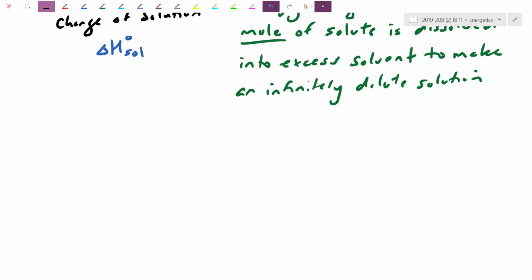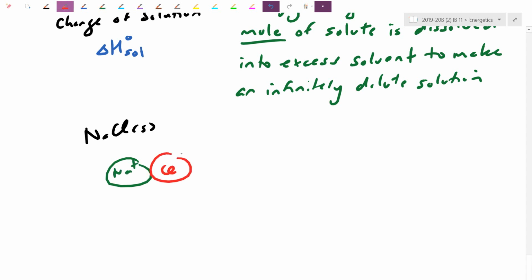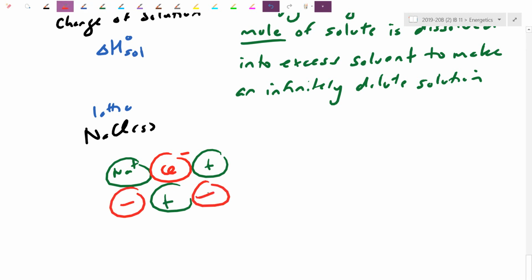So let's just start off. Say someone hands you some NaCl, so just table salt. You would understand that although in the compound, every one Na has one partnering Cl, we know all ionic compounds end up forming a lattice. So what's going to end up happening here is we're going to have a bunch of positives, negatives, right? So this is the lattice. It's solid, it's perfectly happy.